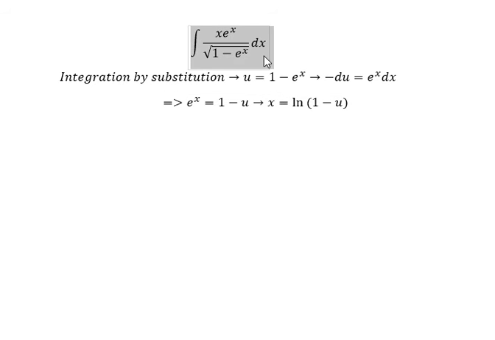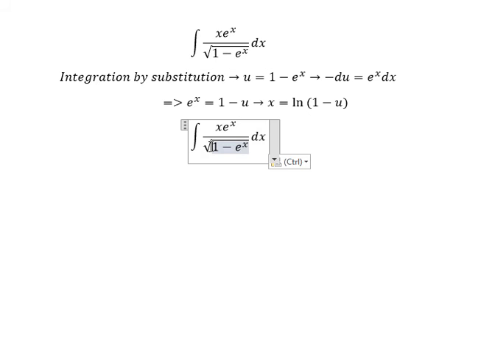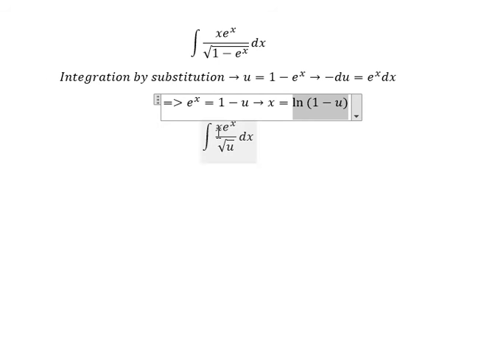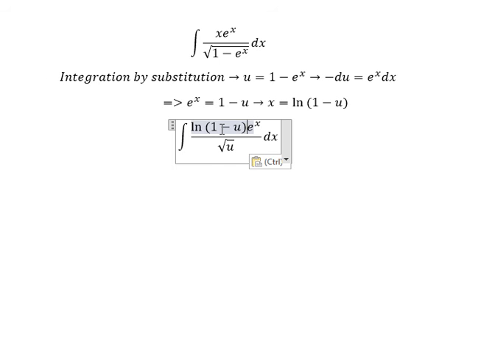And now we need to change this integral. This one we change for u, x we change for ln of 1 minus u, e to the power of x dx we change for negative du.